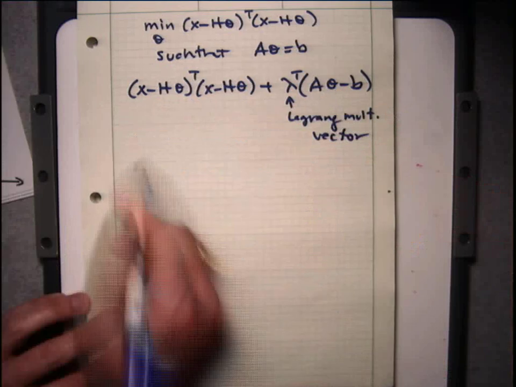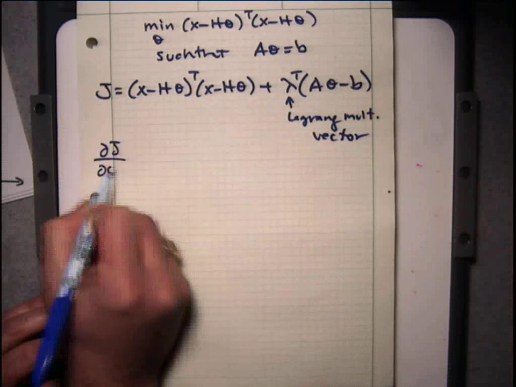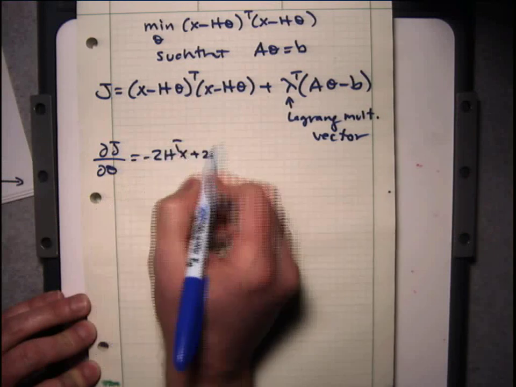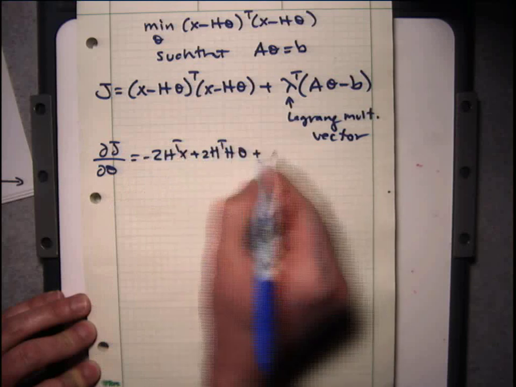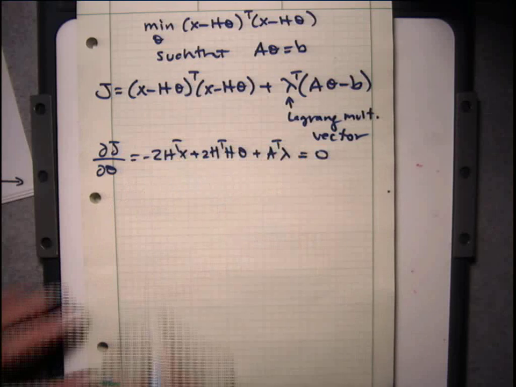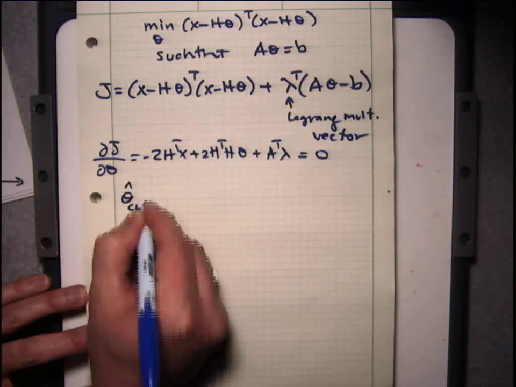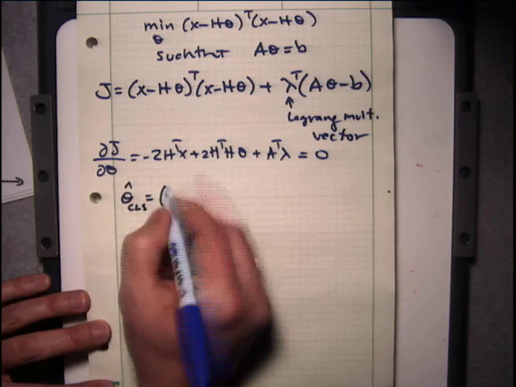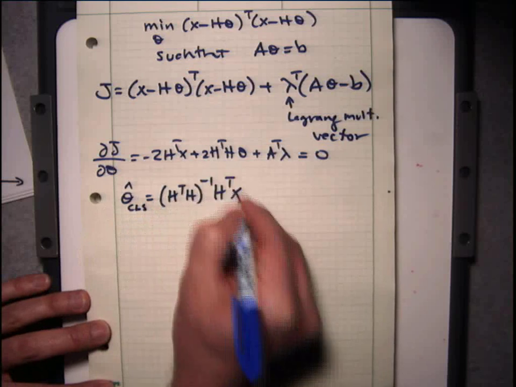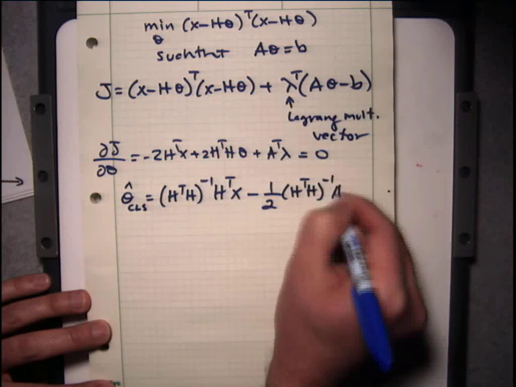All right, so then let's call this J. We differentiate J with respect to theta first: minus 2 H transpose X plus 2 H transpose H theta plus A transpose lambda equals 0. Okay? So we solve for theta. We get theta hat, I call it CLS, constrained least squares. It becomes (H transpose H) inverse H transpose X minus 1/2 (H transpose H) inverse A transpose lambda.